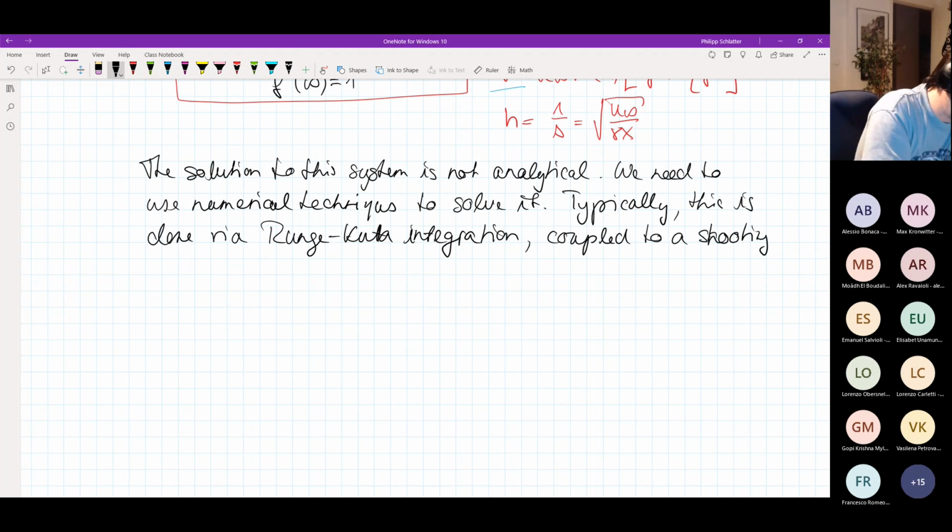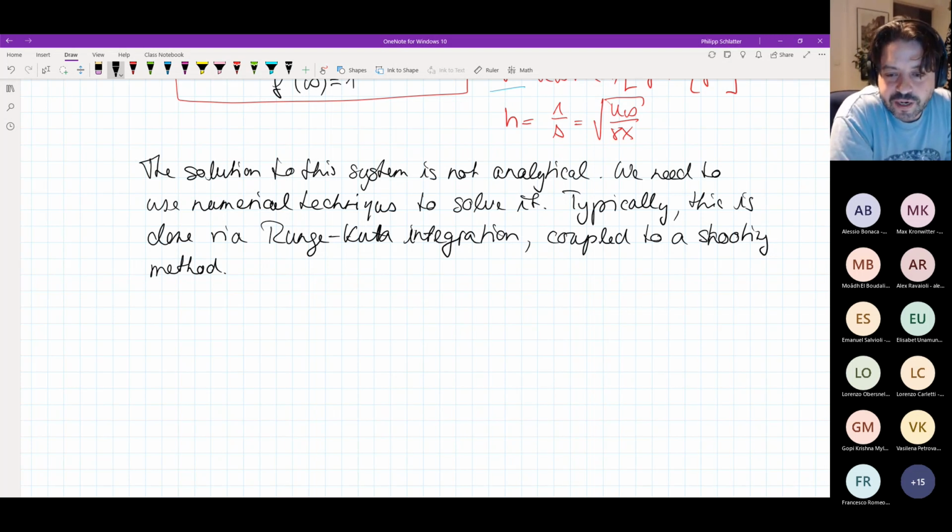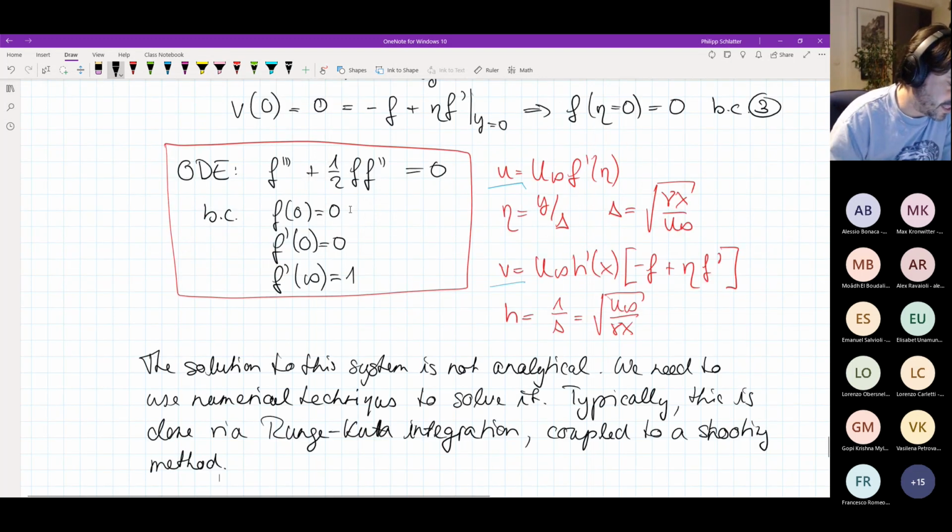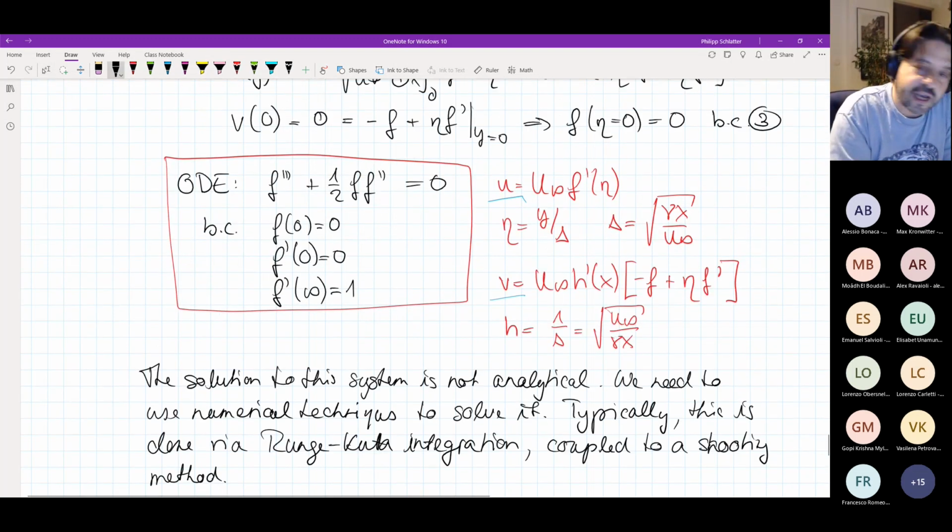I don't want to go into too much detail on how you would do that numerically, because that would be kind of a course in numerical methods. But the basic problem is, if you look at this equation, you cannot just simply integrate it forward in eta, because you have boundary conditions at 0, which of course is good. But then we also have another boundary condition at infinity. So we have kind of a coupled problem where you have boundary conditions at 0 that need to fulfill somehow a boundary condition at infinity.